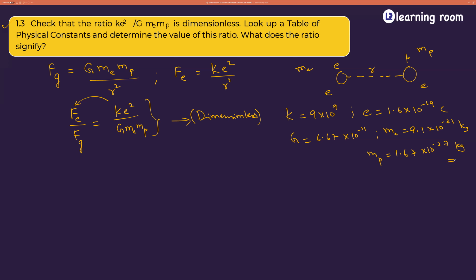When you substitute all these values, you can observe that the electrostatic force is going to be 10 power 40 times the gravitational force. It's approximately that value. 10 power 39 or 10 power 40 will come. So the ratio value is somewhere around this. The last part of the question is, what does the ratio signify? What is it that you're able to understand? That the electrostatic force is approximately 10 power 40 times greater than the gravitational force. Is that point clear? So this is all about this question. So make a note of it.